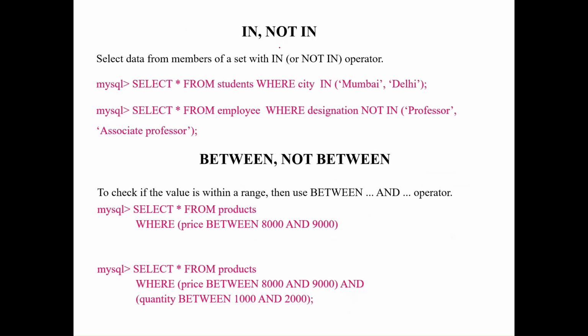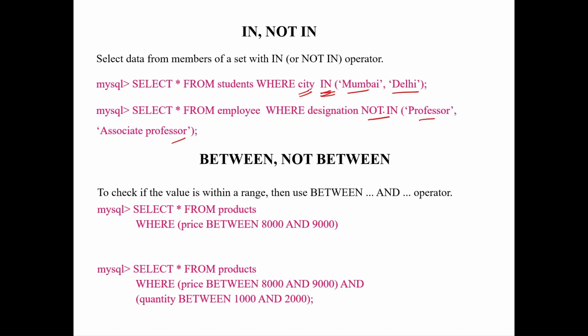Next are the in and not in keywords. If I want to check more than one value, more than two values, if the number of values is larger for a particular attribute, then you can use the in keyword. Suppose I want to identify all the students belonging to a particular city, city is equal to Mumbai or Delhi, then I can use in. Next, select star from employee where designation not in professor or associate professor. Apart from that, I want to find all the employees. Then you can use not in.